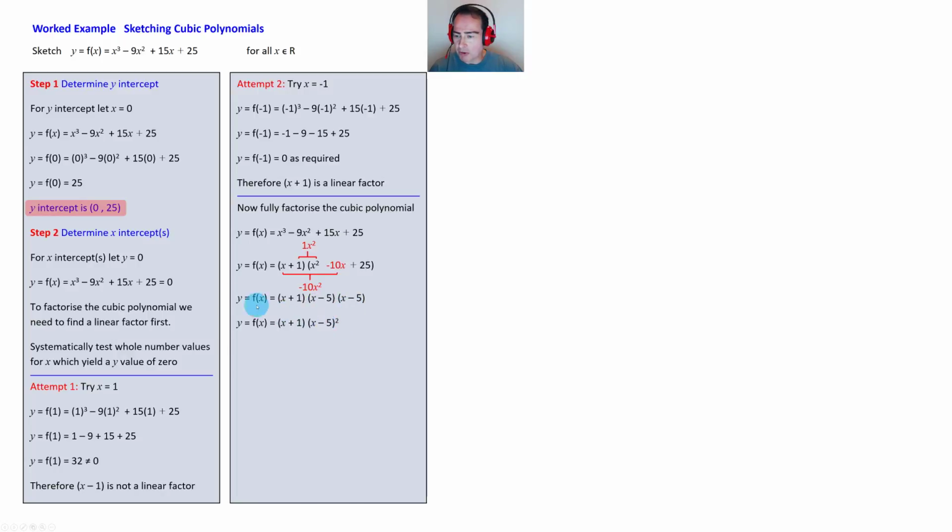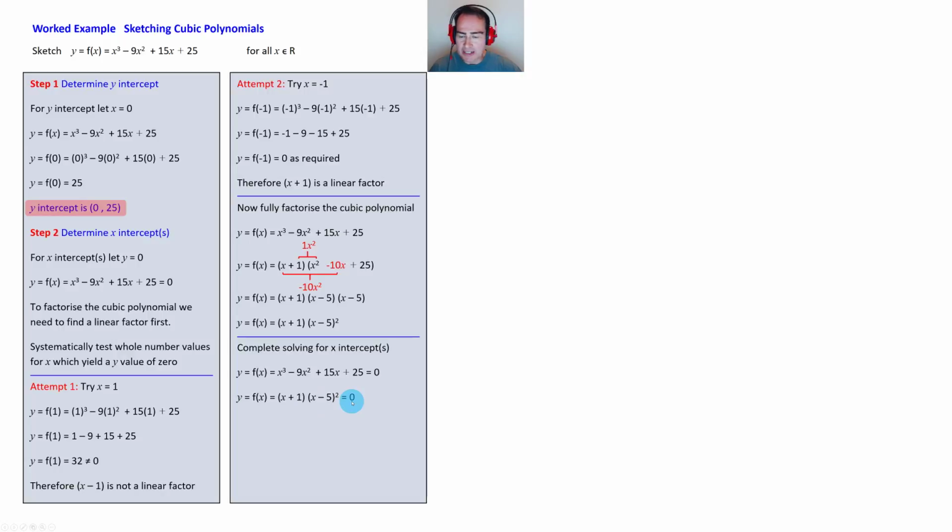Now coming back to the original target, or the original objective, that was to determine the x values for which this y value is 0. We must complete solving for the x-intercepts. So that was our original equation as we had over here, only we now replace the cubic expression with its fully factorized form. x plus 1, x minus 5 squared equals 0.